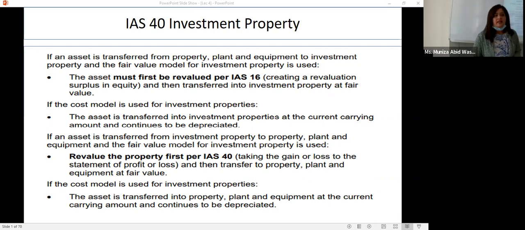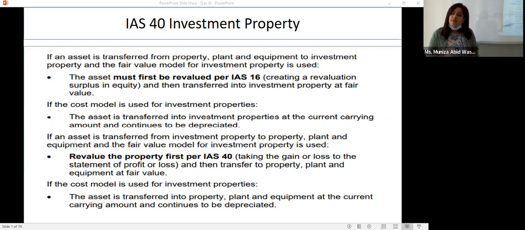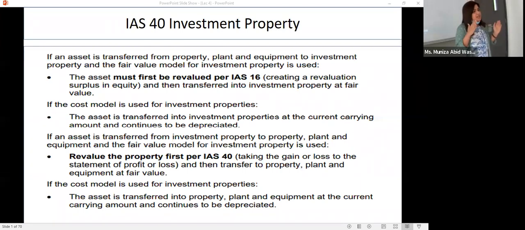Now, students, today what topic are we going to start under IAS 40? Good morning. Sometimes we recognize our assets under IAS 16, and then we change our standard to IAS 40. That is where we are shifting from IAS 16 to IAS 40.